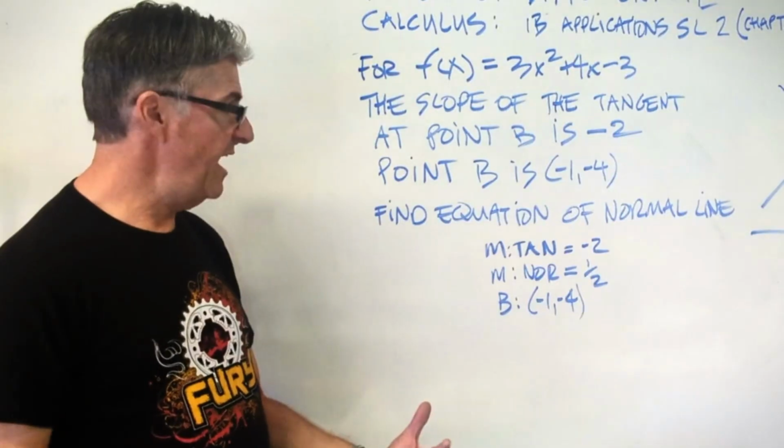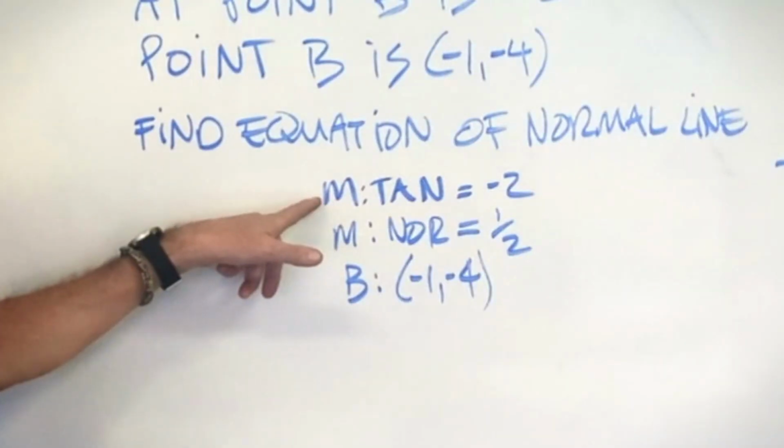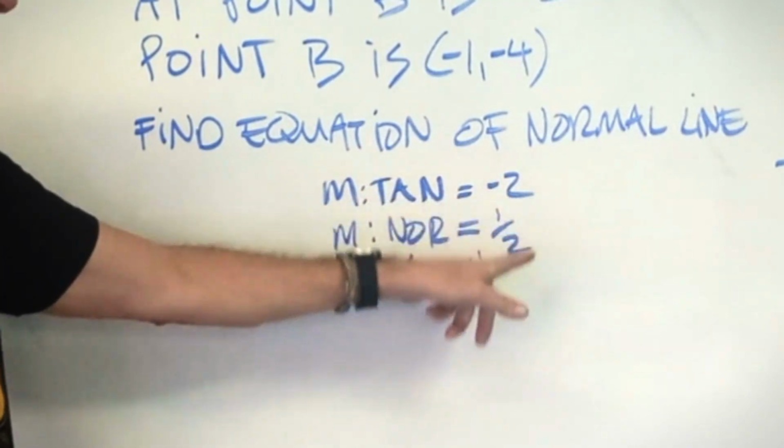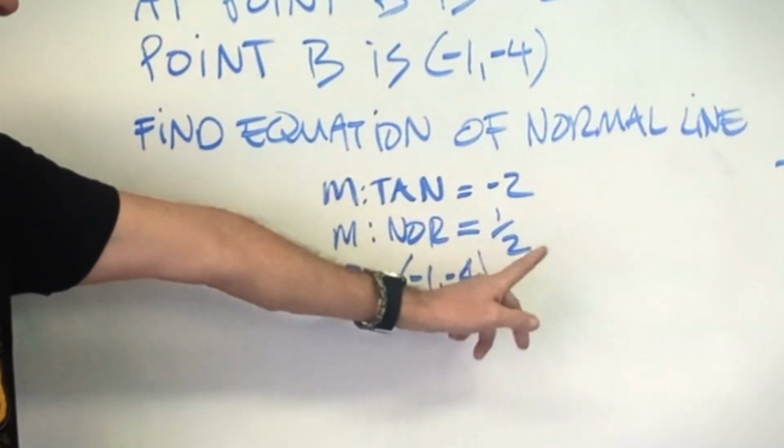Okay, here's what we have. We have the slope of the tangent line. So that means the slope of the normal line is the negative reciprocal of that, which is positive 1/2. There's the slope.